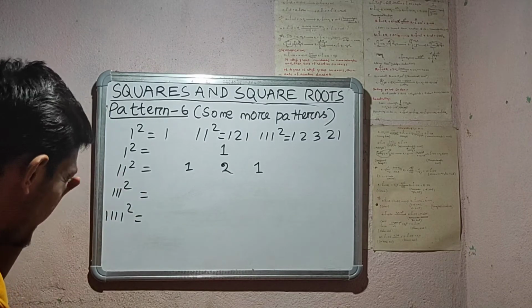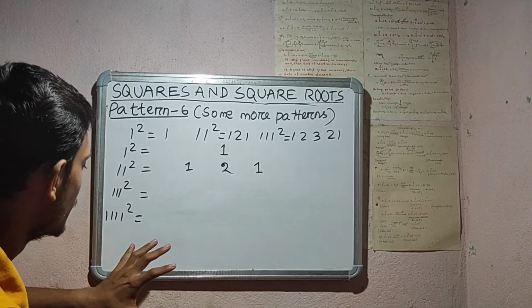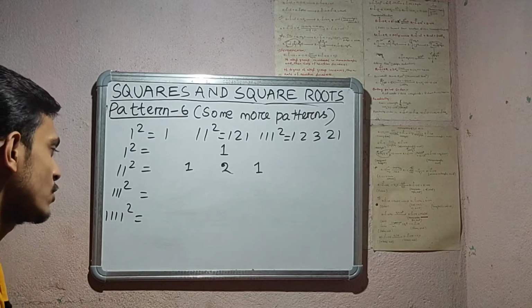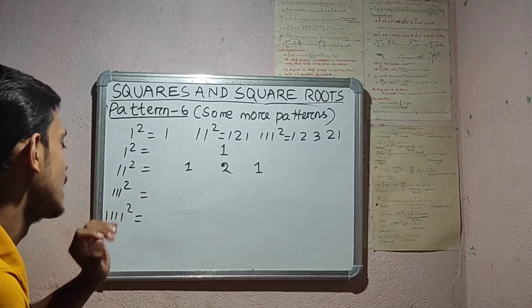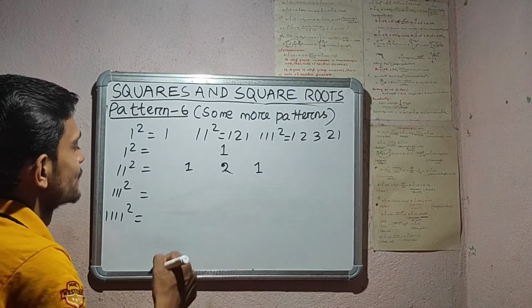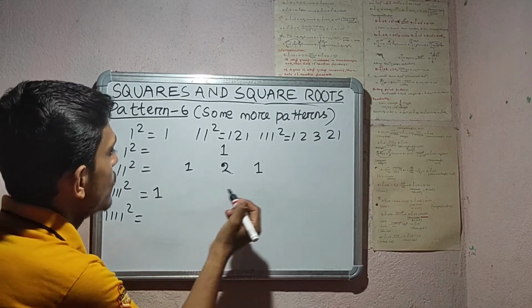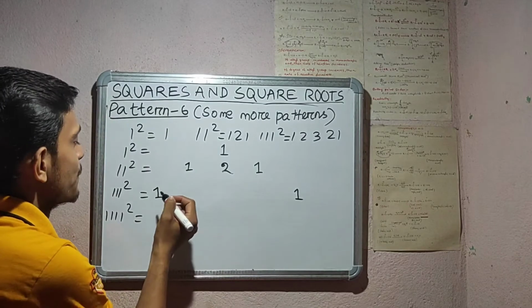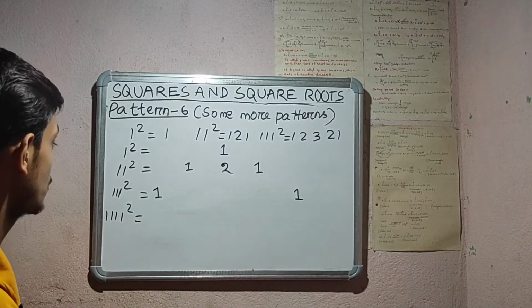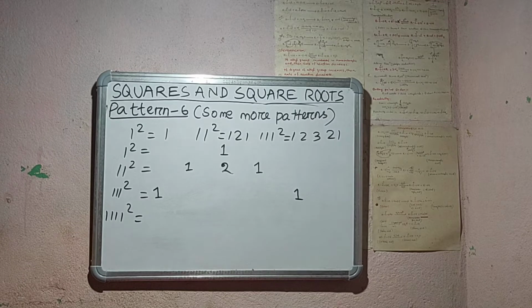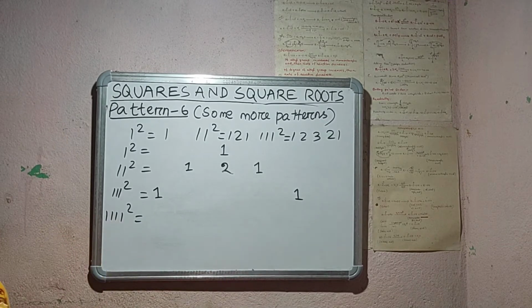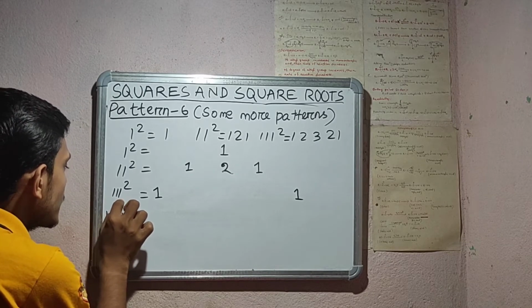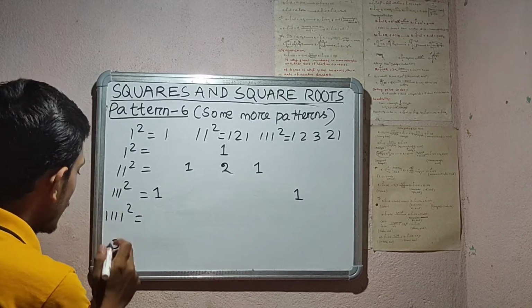How can we write this square with no multiplication? We cannot multiply, but still we have to write the square of 111. So here is 1 and here is also 1. So the number of 1s is 3. Here the number of 1s is 3.